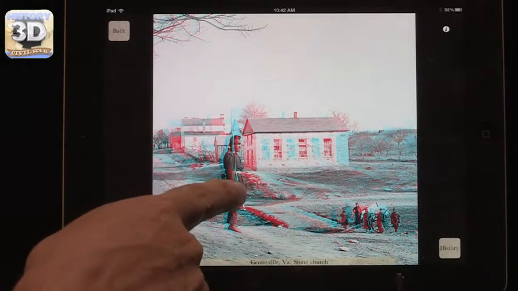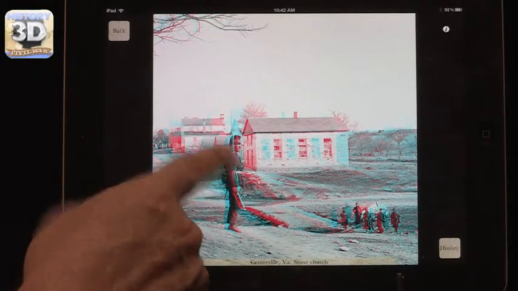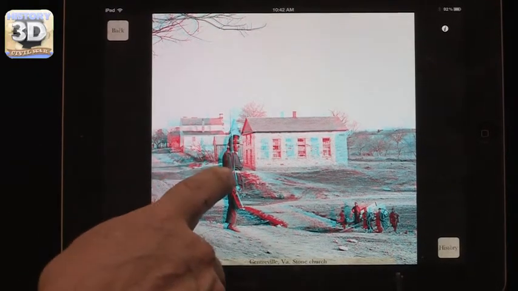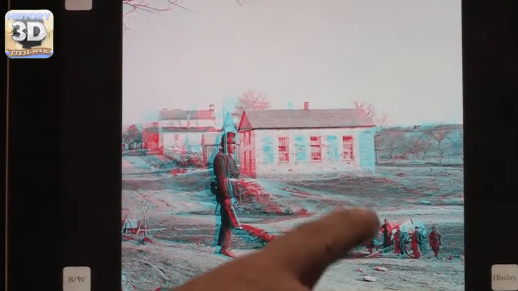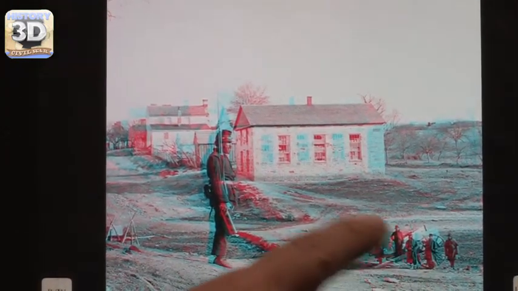You'll see the soldier standing just almost right up on top of you in the camera, and then you see the old church in the background. You also see some soldiers getting ready to load a cannon. It almost looks lonely, like the lonely sentinel.